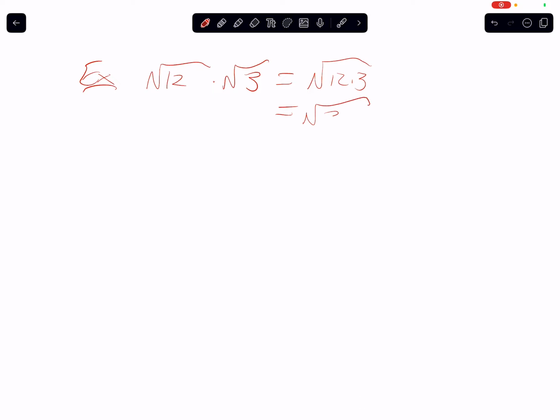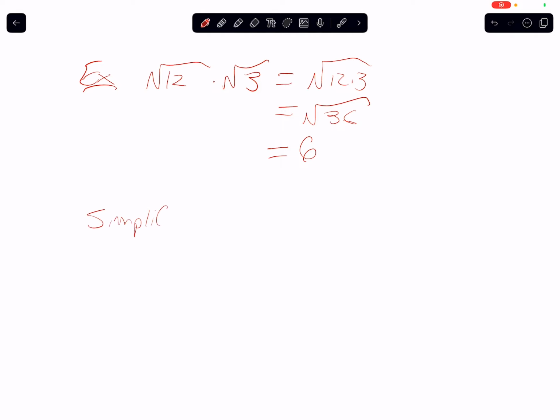Another thing that we can do, if we have a product of multiple radical expressions, is use the product rule to combine them into one expression. So we can express the product as a single radical expression and then simplify. Consider this example: the square root of 12 times the square root of 3. We can rewrite that as the square root of 12 times 3, which is the square root of 36. Can we simplify the square root of 36? Yes, we can, because it is equal to 6. 6 squared is 36.